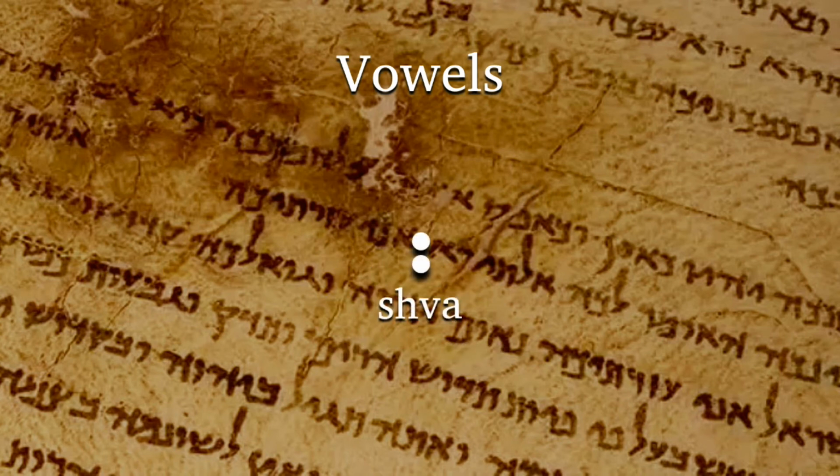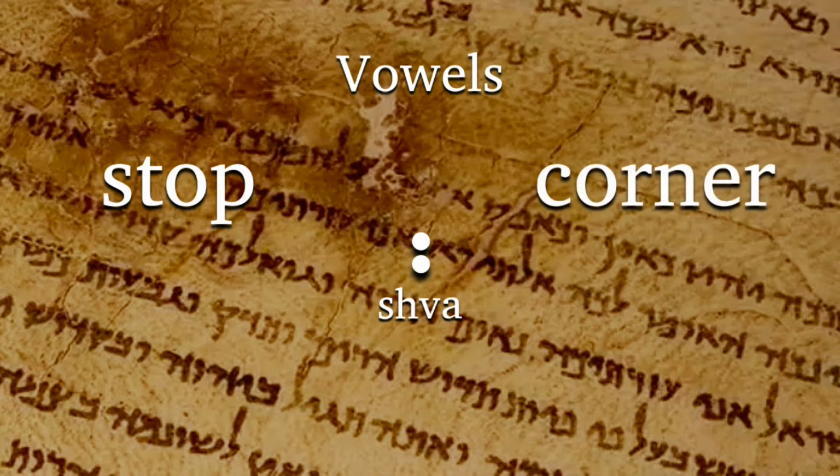Shva, this was the weird one that I tried teaching you the other time, which was kind of like a silent vowel. There's no vowel between S and T in stop. And there's no vowel between R and N in corner. So Hebrew has a symbol for this to indicate that there's nothing in between those two. So it either means no vowel, or sometimes it actually is a vowel and it's like the I or eh sound, but that's more complicated to explain, so that's much later on. I'm going to explain that.